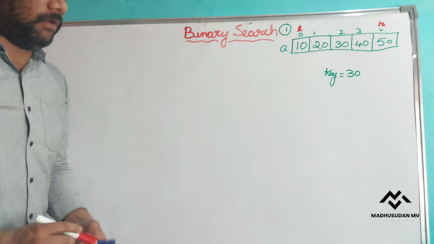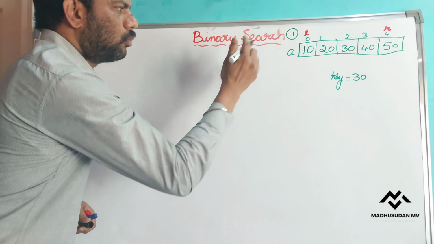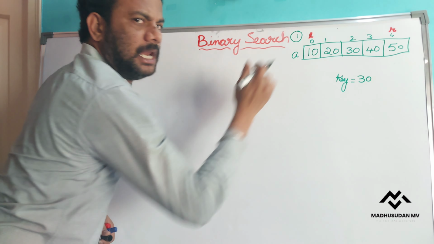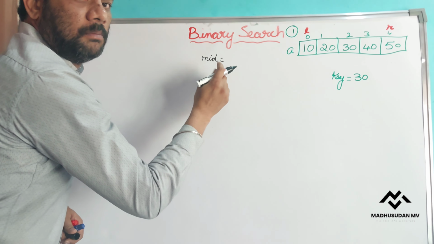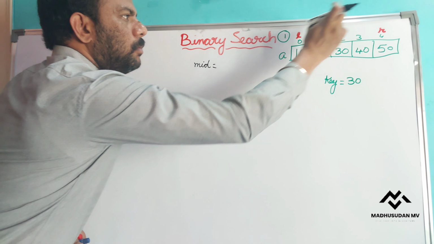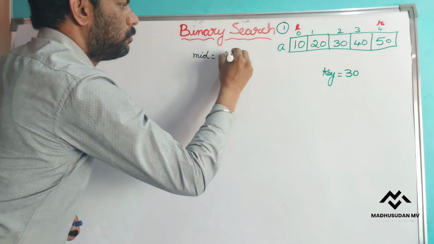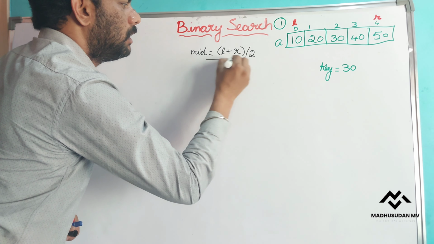Now first we will identify the mid position. How to find the mid position? I know the leftmost and the rightmost, and now I want to know the mid element. So mid is equal to 0 plus 4 divided by 2, that is, leftmost index plus rightmost index, divided by 2. This is how we get the mid position.